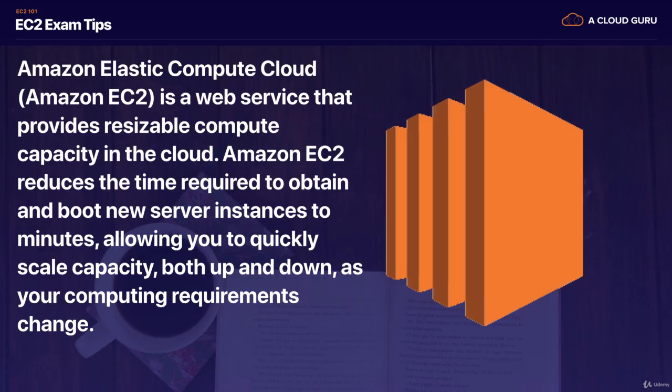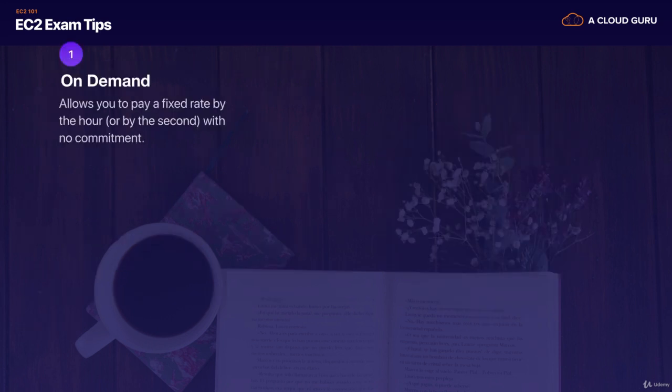So on to my exam tips. So the first one is just remember what EC2 is. It's virtual machines in the cloud. It's a web service that provides resizable compute capacity. And Amazon EC2 reduces the time required to obtain and boot new server instances to minutes from previously days or even months, depending on where you worked, allowing you to quickly scale capacity both up and down as your computing requirements change. So remember what EC2 is, and we're going to spin up an EC2 instance in the very next lecture.